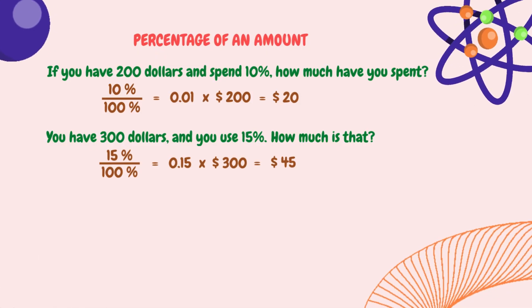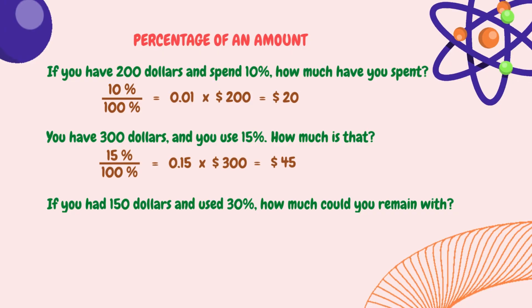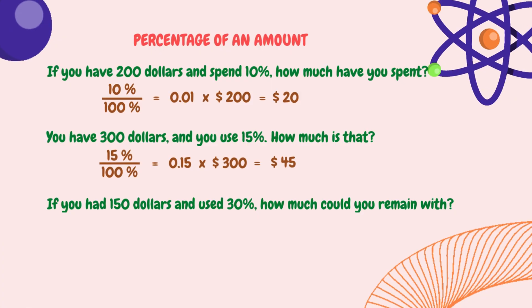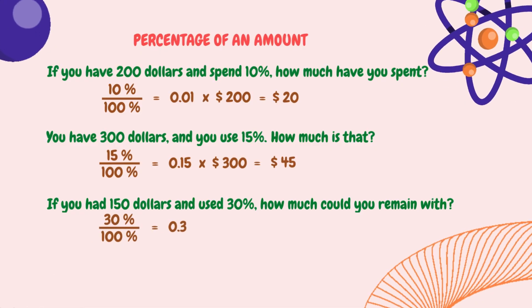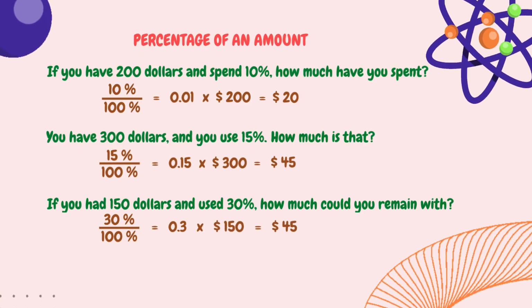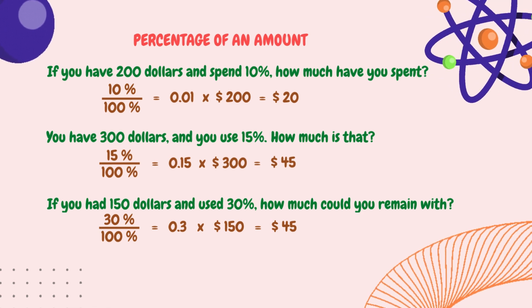Example 3. If you had $150 and used 30%, how much would you remain with? First, find the amount spent. Then subtract it from the total. The amount spent, 30% over 100%, gives 0.3. 0.3 times 150 is equal to $45. This is the amount spent.